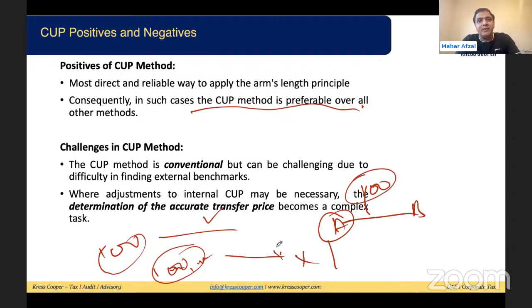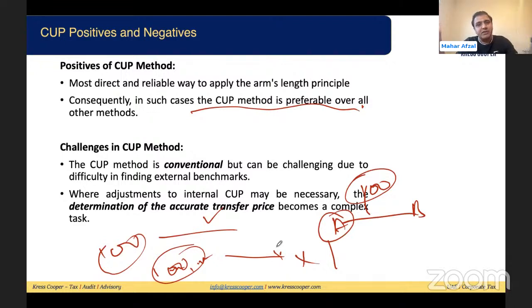Again, coming back to the discussion, if the external CUP is not available, the most challenging part in the application of the CUP method is how to identify the external CUP where the internal CUP is not available. This is not an easy exercise. How will you identify it? There are a lot of databases available, huge, costly databases. Once we buy those databases, the database starts asking questions. There are hundreds of questions.